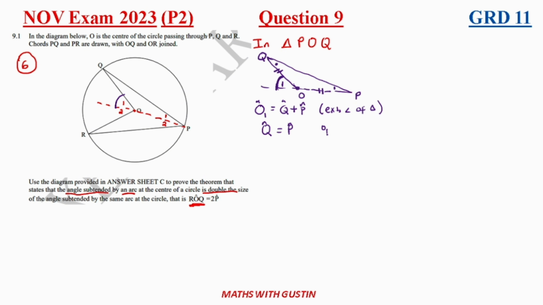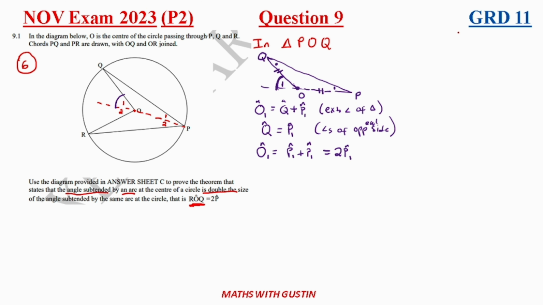The reason being angles opposite equal sides. You can say that. So therefore O1 would have to be P1 plus another P1, where if I substitute, it is going to be equal to twice P1. Okay, great stuff.